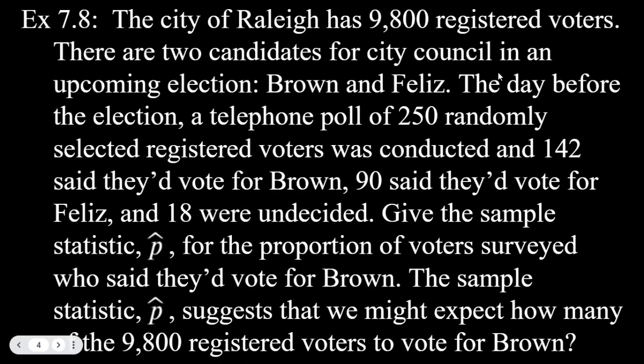Example 7.8: the city of Raleigh has 9,800 registered voters. There are 2 candidates for city council in an upcoming election, Brown and Feliz. The day before the election, a telephone poll of 250 randomly selected registered voters was conducted, and 142 said that they would vote for Brown, 90 said that they would vote for Feliz, and 18 were undecided. Give the sample statistic p hat for the proportion of voters surveyed who said that they would vote for Brown. And then the sample statistic p hat suggests that we might expect how many of the 9,800 registered voters to vote for Brown? So we're going to go ahead and do that.